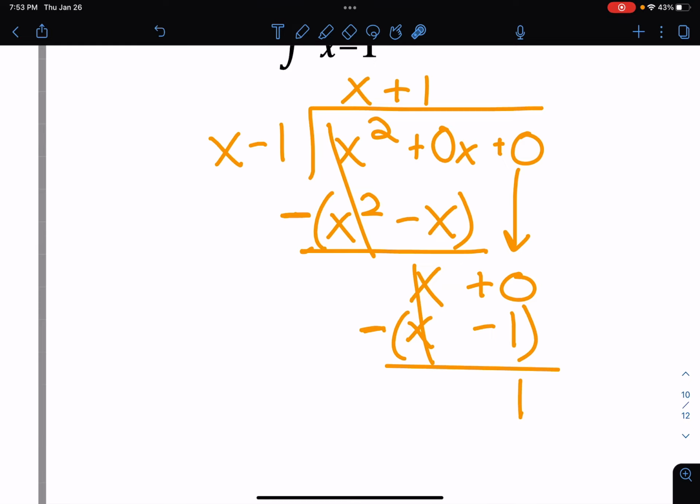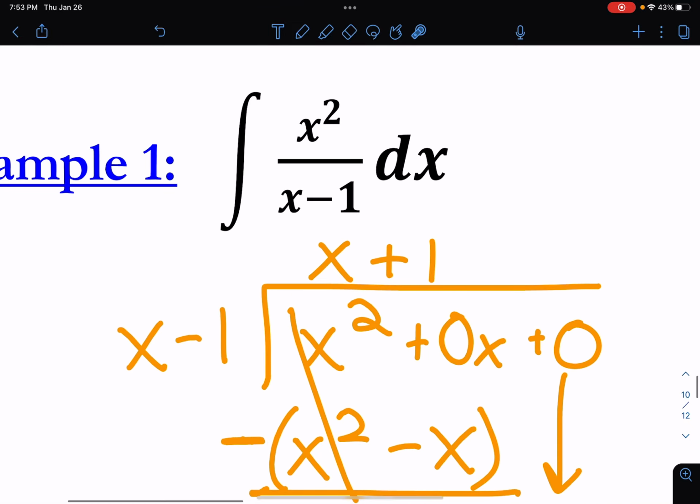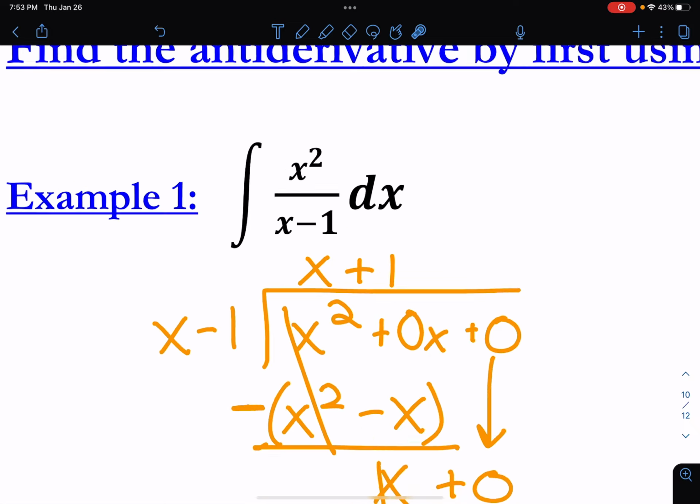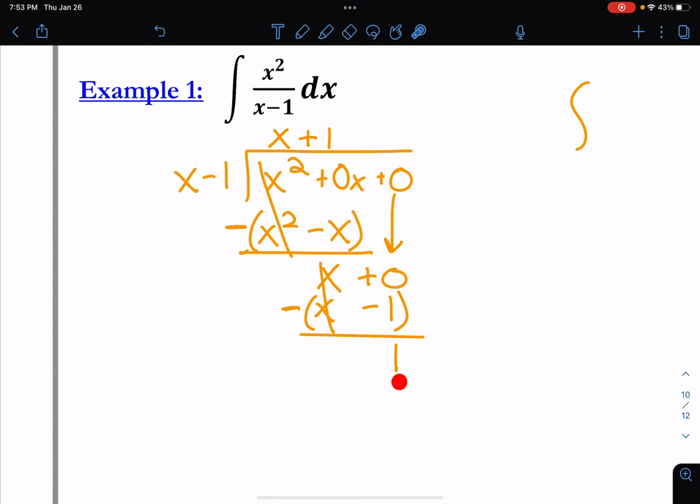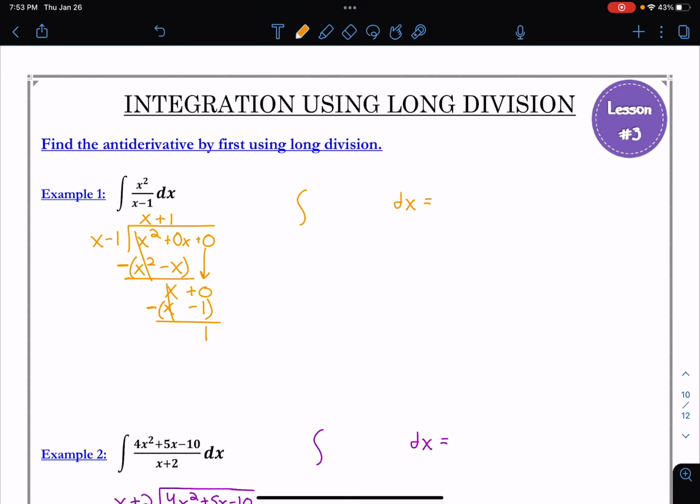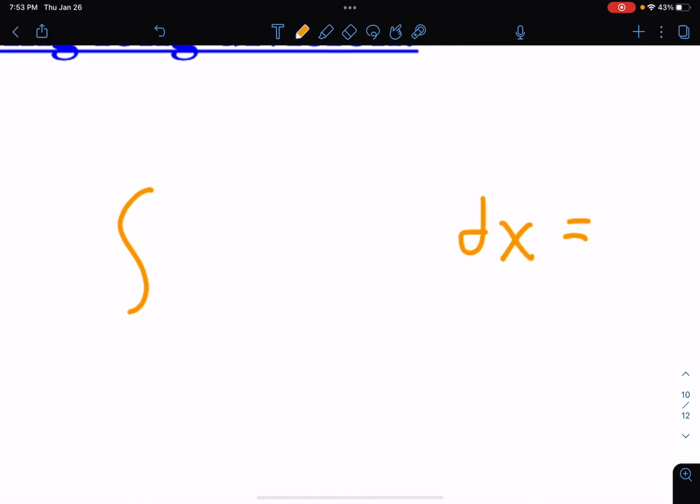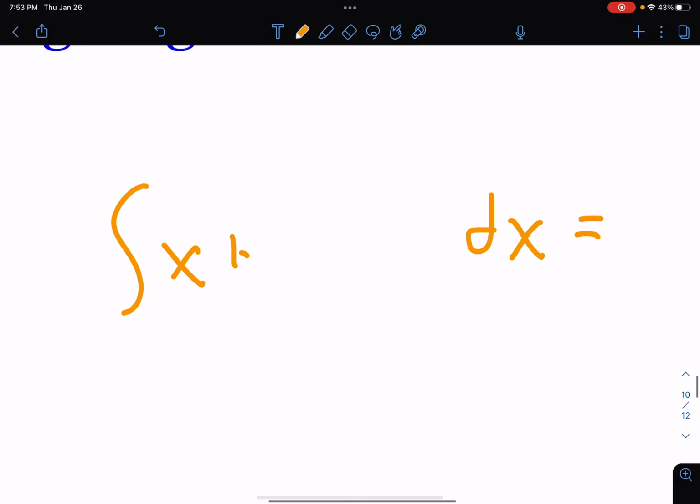And so now I can write my answer. What is the result of actually doing this division? The quotient is x plus 1, but I have a remainder. So I can rewrite this integral as my quotient, which was x plus 1, plus my remainder, which was just 1, over my divisor.